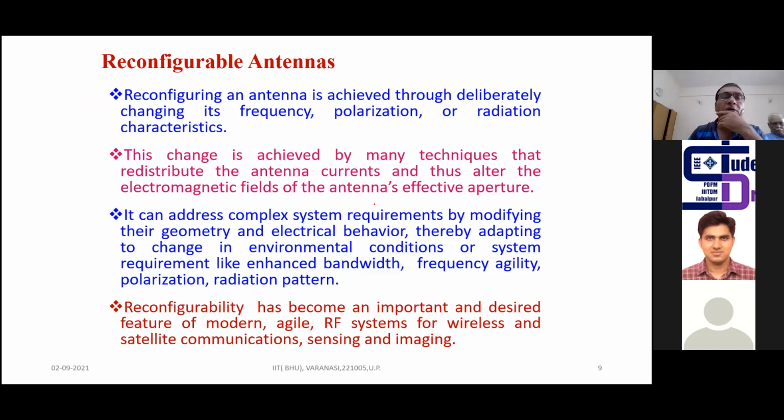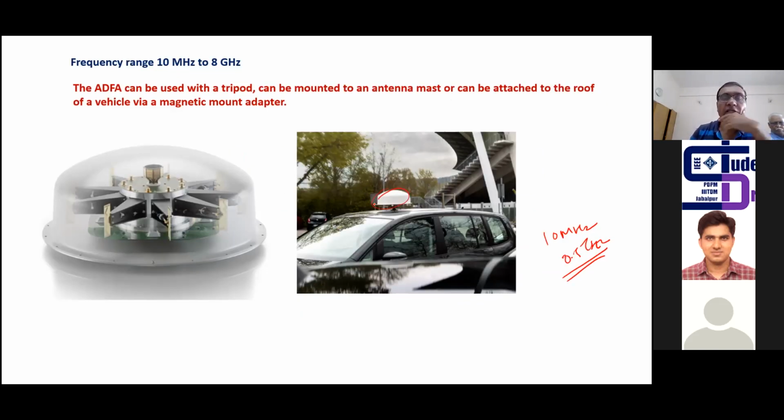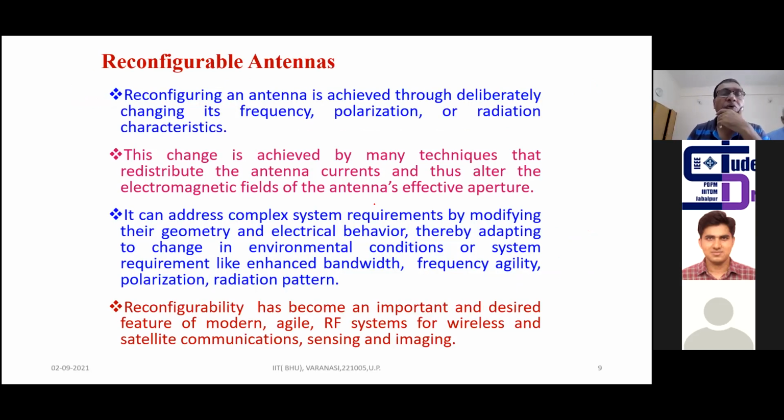These are the practical things I have discussed, and there is a time restriction. So I don't want to move on to the next part, reconfigurable antennas. If you wish, I can show some examples of reconfigurable antennas. Yes, sir, you can show some examples.